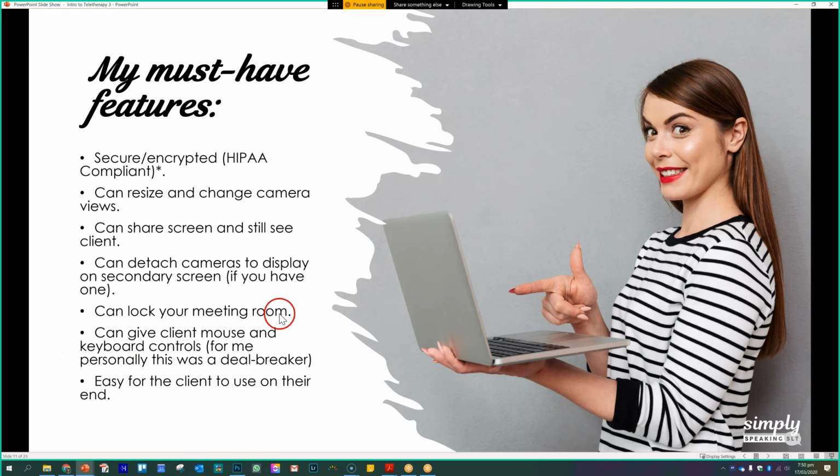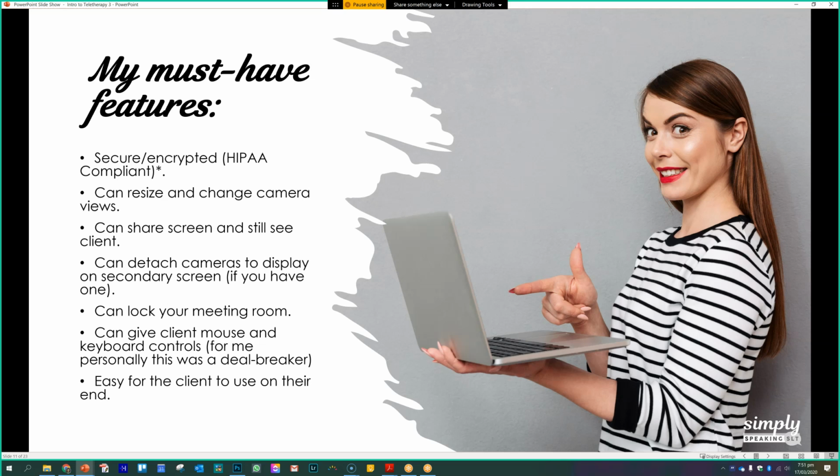So being able to lock a meeting room means that I can use the same link for every client. They can come to the session and then I lock the meeting room, and if the next student shows up before I'm finished with my current student, they won't be able to get in and they'll just be put in like a virtual queue. I'll be notified that they're waiting. Then once my other student's gone, I can let them in. So that's why I like a meeting room you can lock.